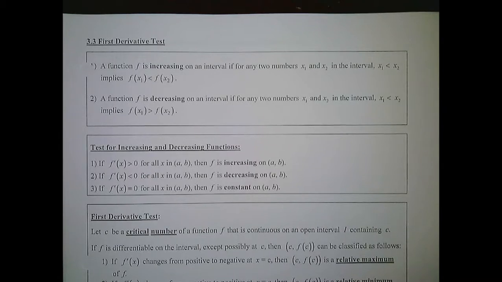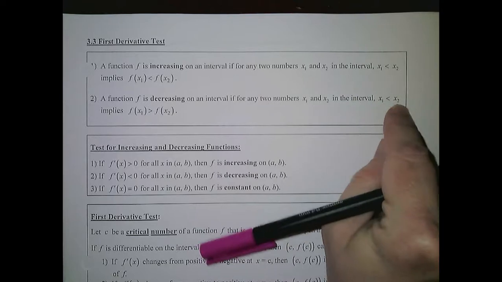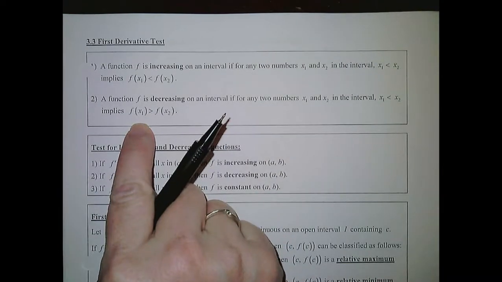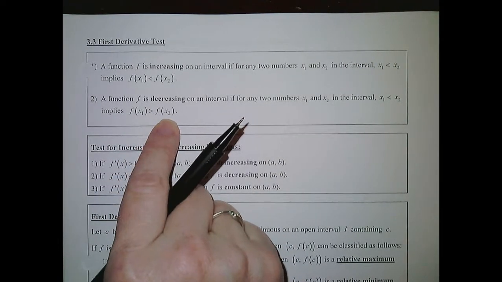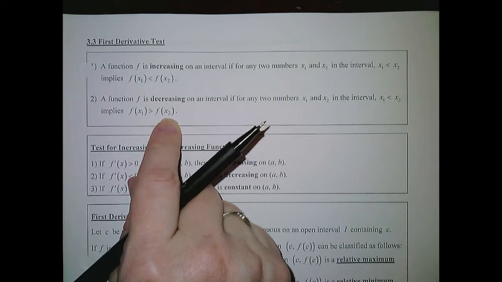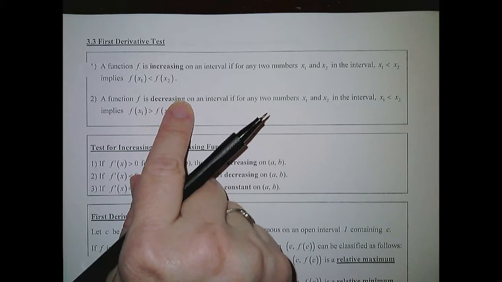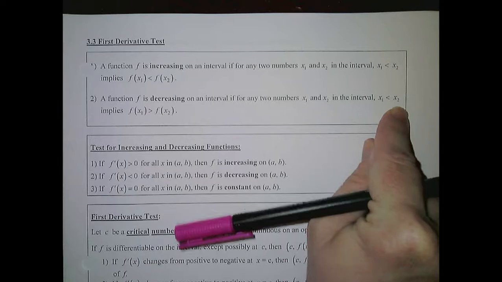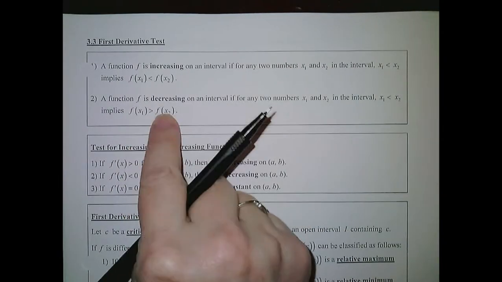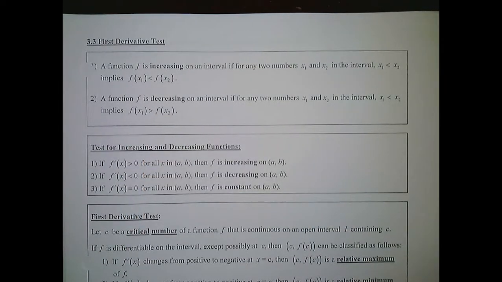And then the opposite of that would be decreasing. So we say that a function f is decreasing on an interval if for any two numbers x1 and x2 in the interval, if x1 is less than x2, then f of x1 is greater than f of x2. In other words, the function is decreasing if as our x values get larger, our function values, our y values, are actually getting smaller.